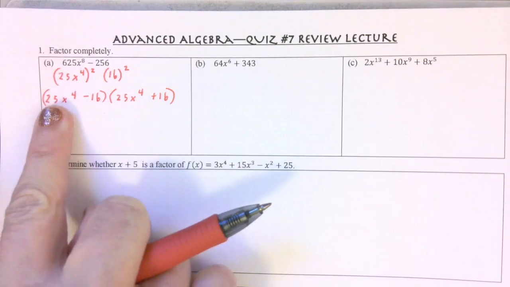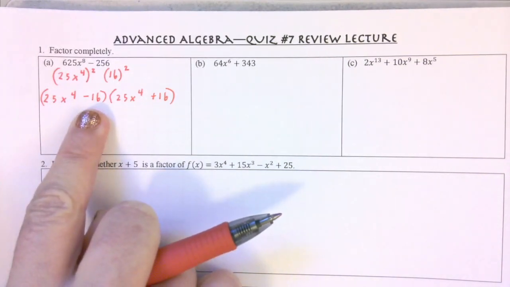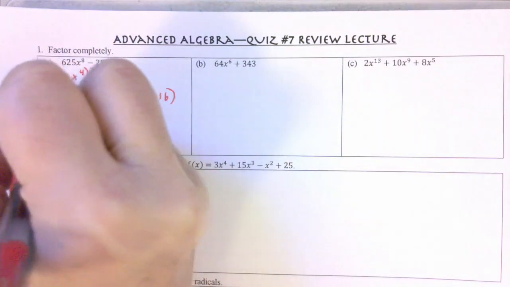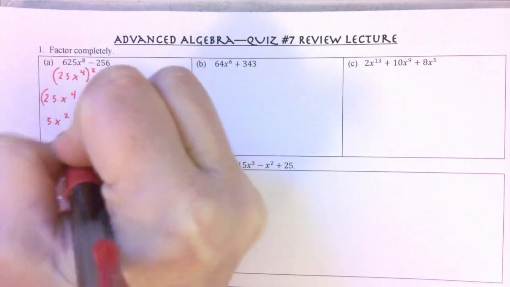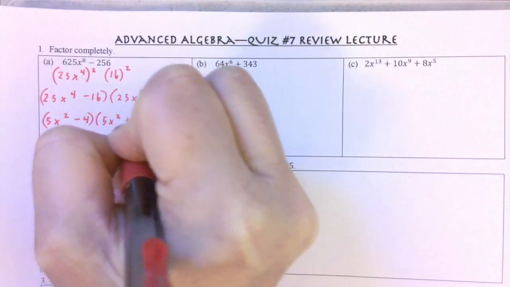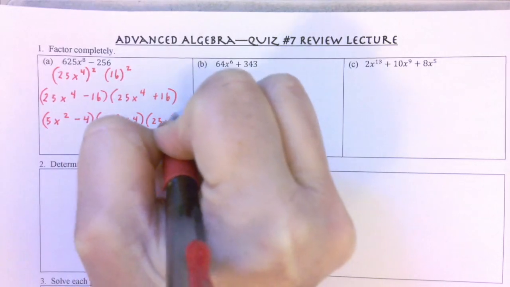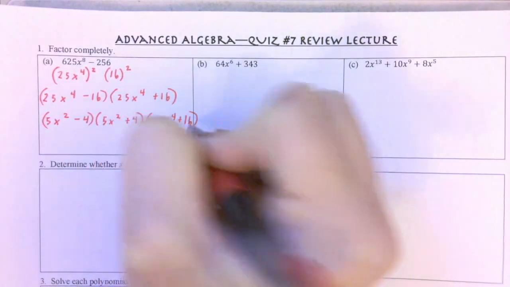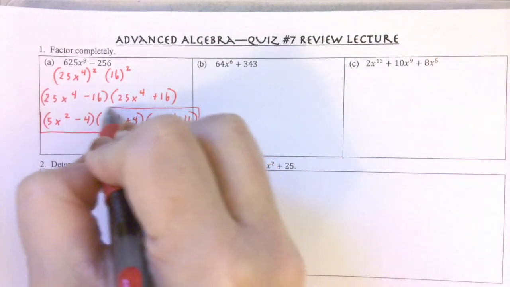And over here, these are both still perfect squares. So I can do one more breakdown into 5x squared minus 4 times 5x squared plus 4, and then 25x to the fourth plus 16. Now that is fully factored. Nothing else I can do to break that down.